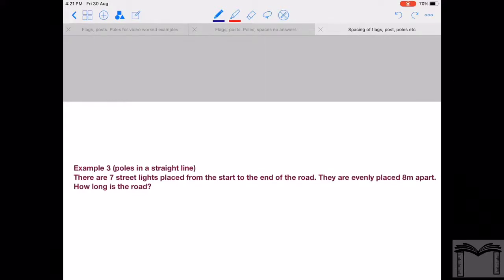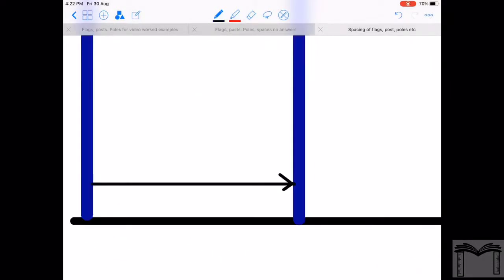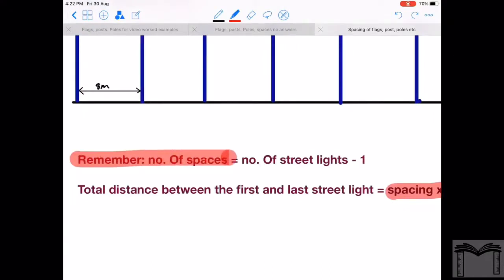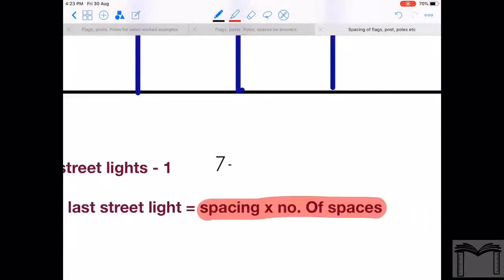The numbers are small, so we can make a quick sketch which would help us to solve the question. So there are 7 street lights and the spacing is 8 meters. So we firstly need to determine the number of spaces. Remember, for objects in a straight line or those in a length that is open-ended, the number of spaces is equal to the number of objects minus 1. They told us that the number of street lights is 7. So 7 minus 1 is equal to 6, so there are 6 spaces.